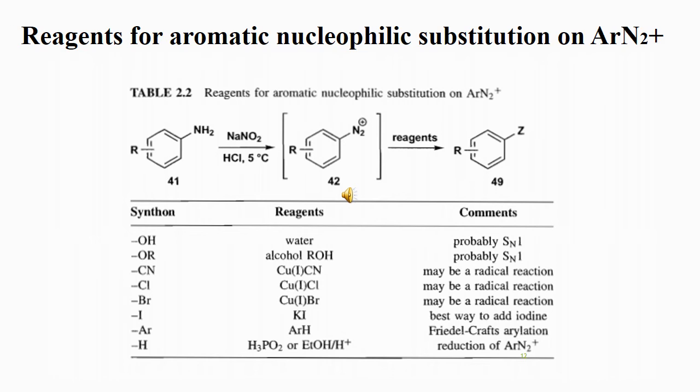And then the last one is the reduction of diazonium. Means in the reduction of diazonium, when we do reduction of diazonium, this N2 will be reduced. So that will be substituted by hydrogen in the presence of phosphoric acid or acidified ethanol.